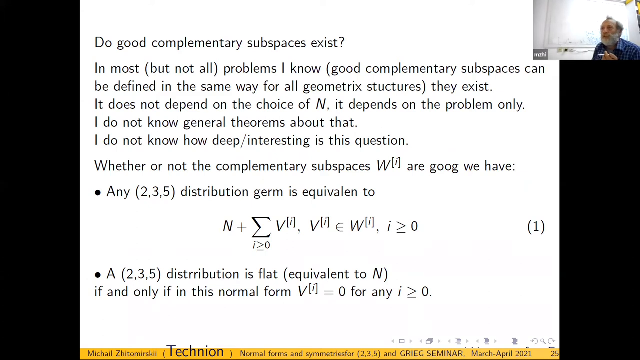But we can ask this question in general for other geometric structures. In most cases, I know many geometric structures where such good complementary subspaces exist, but it was difficult for me to find a counterexample. I did for some not so usual geometric structure, but I do not know general theories about that. I do not know how deep and interesting this question about existence of good complementary subspaces is, and maybe it can be reformulated in another language. But in any case, if you want not just to construct but to use a normal form, then the complementary subspaces should be good.